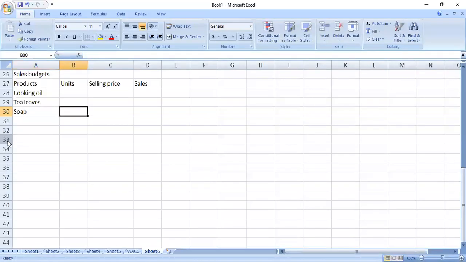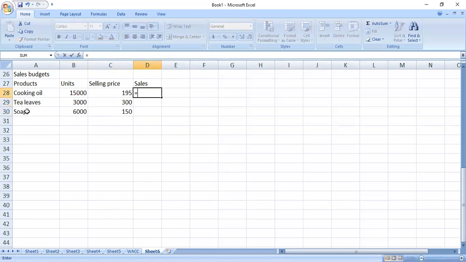So you have soap, 15,000. Selling price is 195. Then you have 3,000, 6,000. Then you get the product. Units times selling price. So this will be your sales budget.